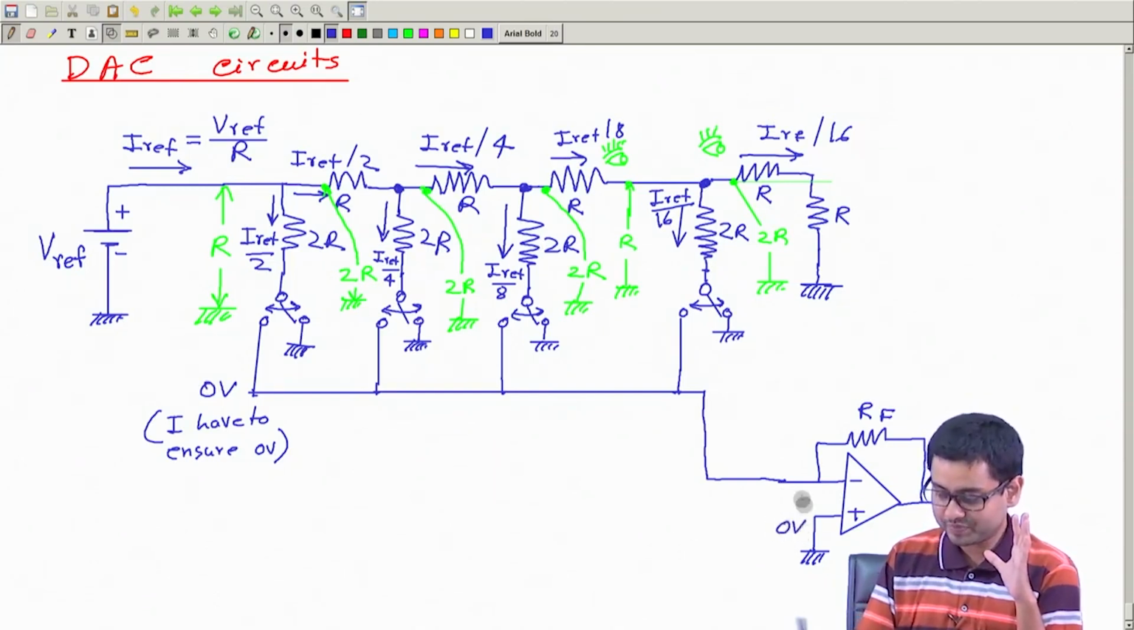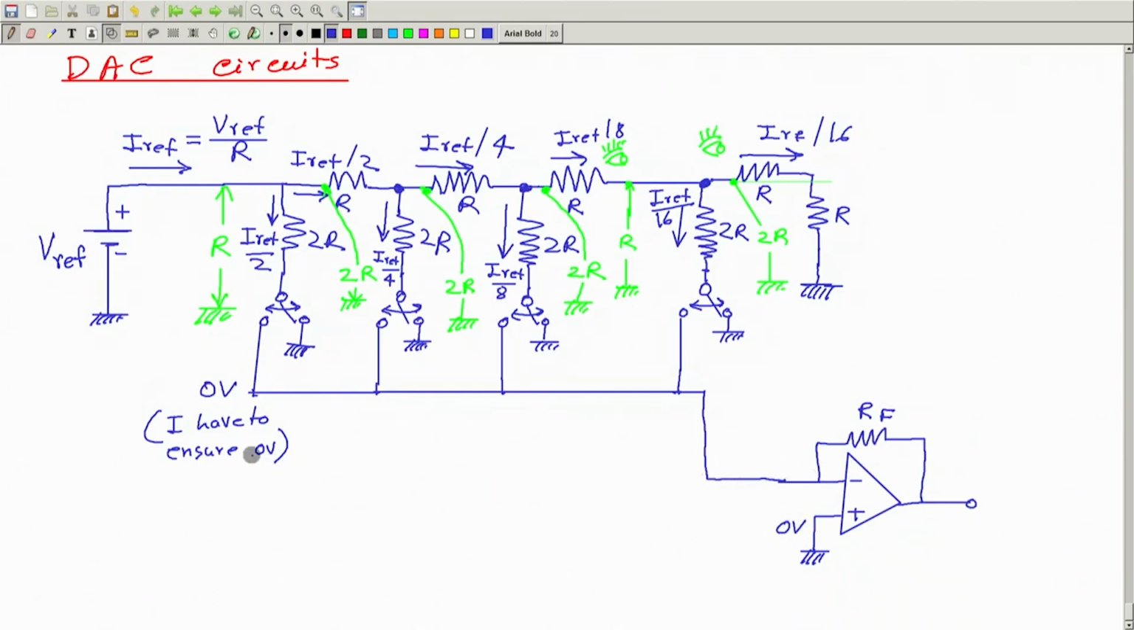Now you see, if the virtual short is true in this circuit, then since this is 0 volt, this will also be 0 volt. I wanted to ensure this as 0 volt, and this will be ensured by the virtual short property of this circuit. How? Let me tell you very quickly: this is a positive potential. So on this side there is a positive voltage, and this will try to increase the voltage at this point because there is only a positive supply voltage, and also this is connected to 0.